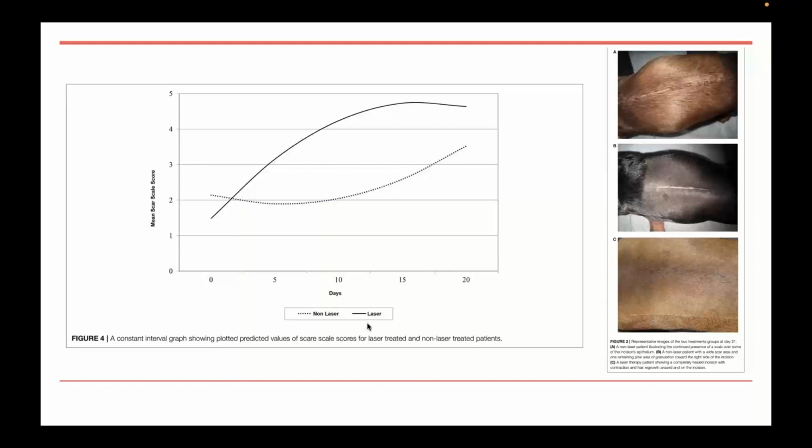This is from that paper, and in the figure on the left, you can see how wound scores were different from almost the beginning of the treatment and were still different by the 3rd week. And on the right, you can appreciate the difference by the 3rd week between patients in the control group, which are the top 2 pictures, and a patient of the laser therapy group, which is the bottom picture.